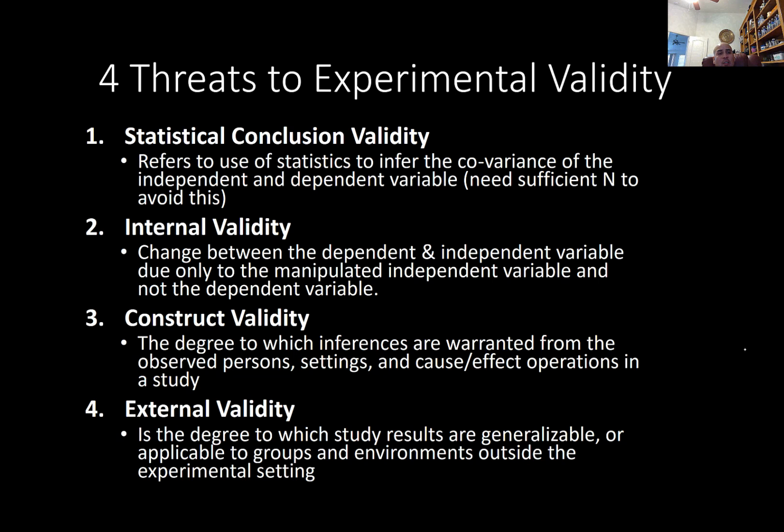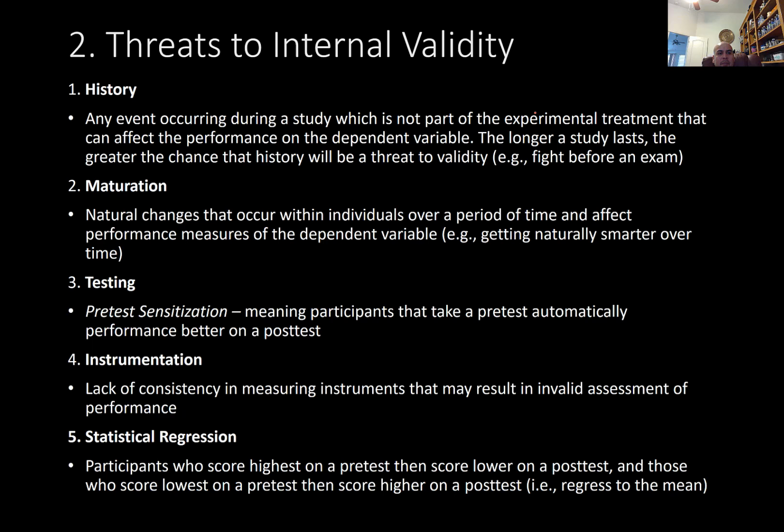So these are threats to experimental validity. Particularly, you have statistical conclusion validity, internal validity, which we've talked about a little bit, construct validity and external validity. So threats to internal validity, you have history, right? The timing of a pre and a post, when the pre is given, and the events that happen leading towards that event, an exam where you're collecting data.